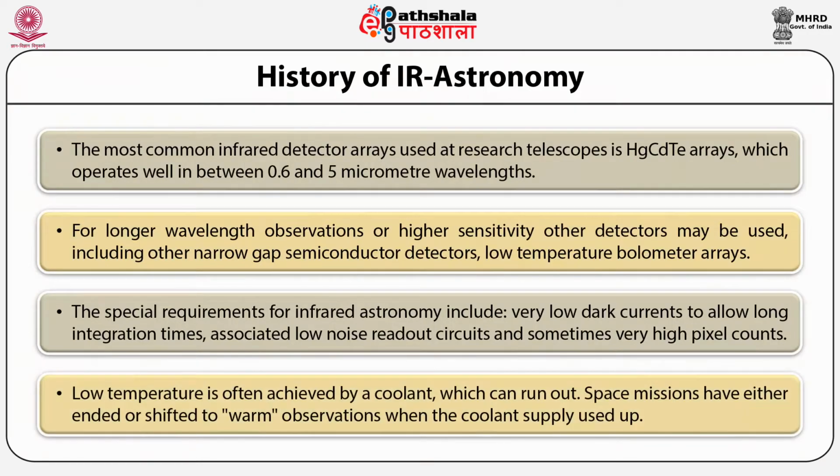Low temperature is often achieved by a coolant which can run out. Space missions have either ended or shifted to warm observations when the coolant supply was used up. For example, WISE ran out of coolant in October 2010, about 10 months after its launch. So it's also important to see how there can be a matching between the telescope and the detector.